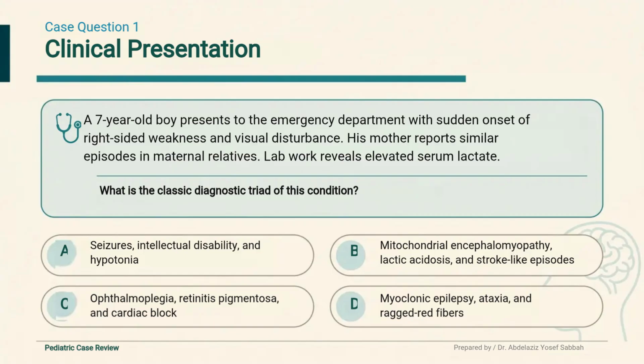Option A, seizures, intellectual disability, and hypotonia. Option B, mitochondrial encephalomyopathy, lactic acidosis, and stroke-like episodes. Option C, ophthalmoplegia, retinitis pigmentosa, and cardiac block. Option D, myoclonic epilepsy, ataxia, and ragged red fibers. Take a moment to consider the maternal inheritance pattern and the elevated lactate.